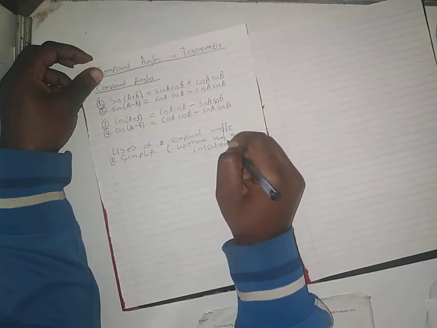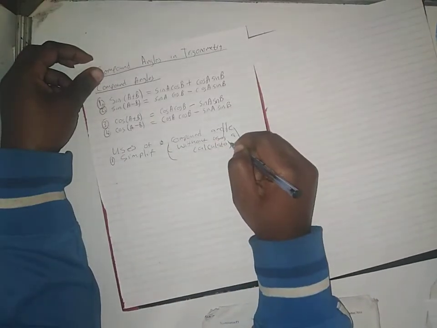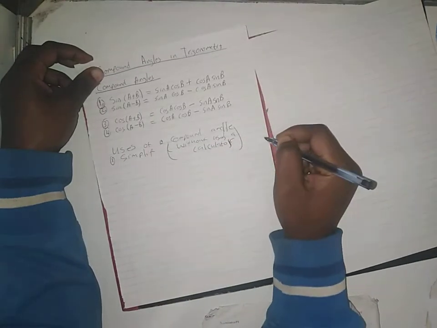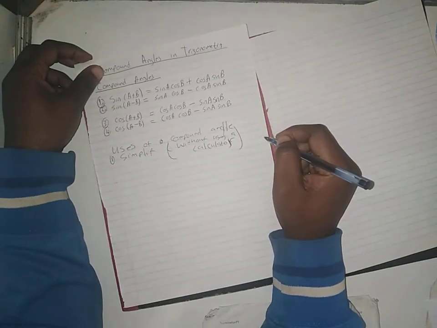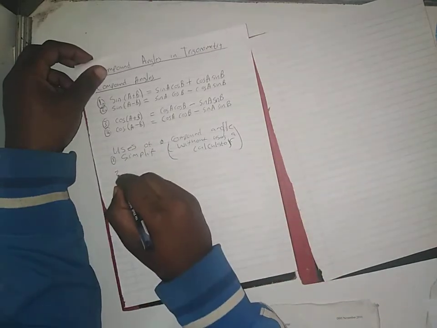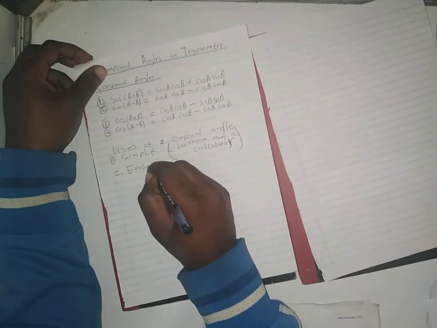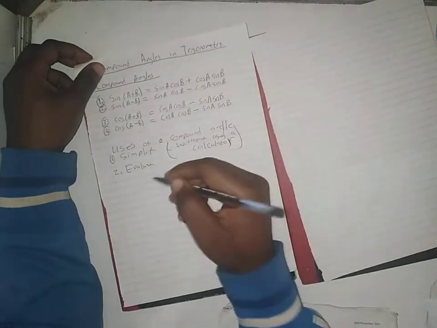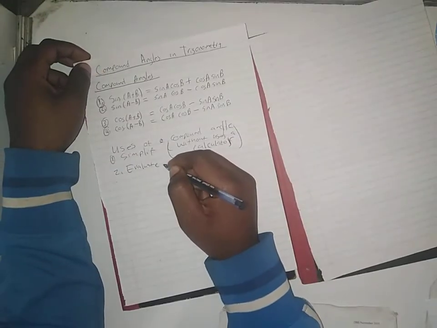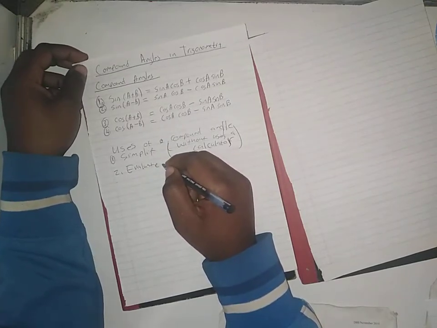You will see one of those examples so that you see how it appears. They will say simplify without using a calculator, and in that case you will need to use a compound angle. Or they will say evaluate a trigonometric function, also without using a calculator, and that is basically where you are going to use compound angles.